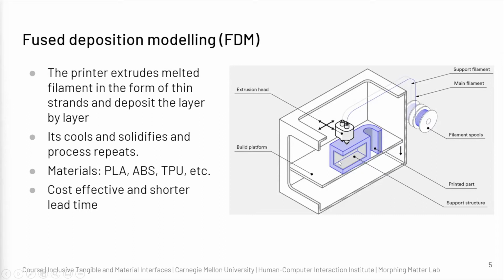The different materials that can be 3D printed using fused deposition modeling are PLA, ABS, TPU, and so on. The biggest advantage of this technique is that it is very cost effective, and you get printed parts in a short time.